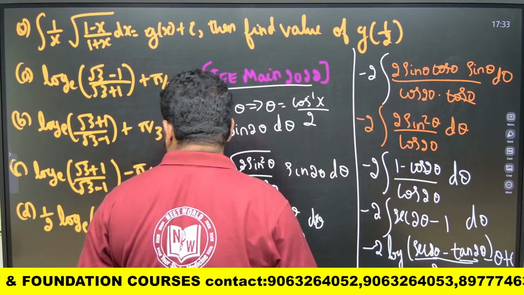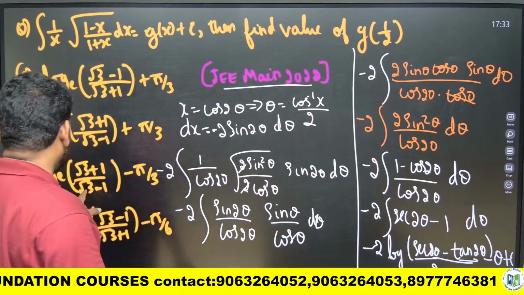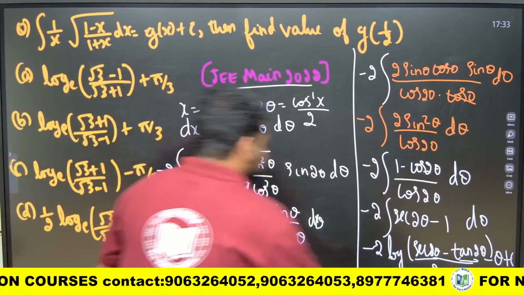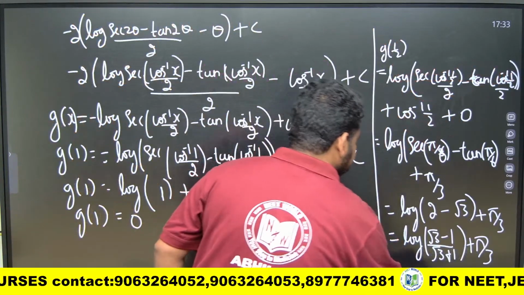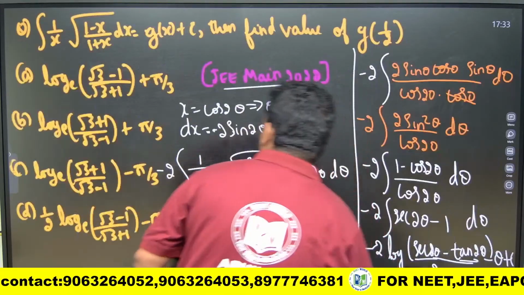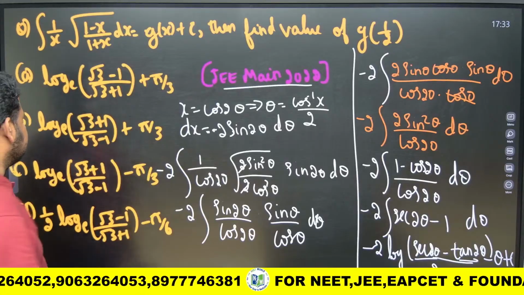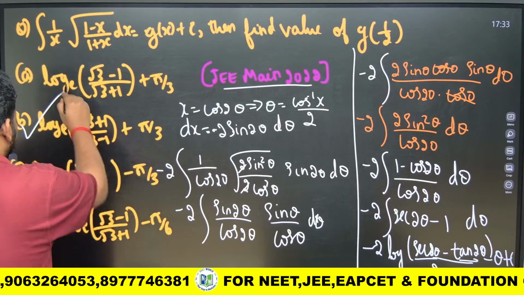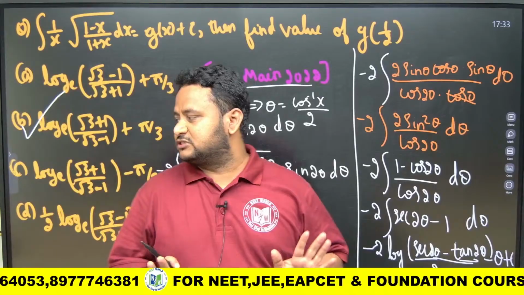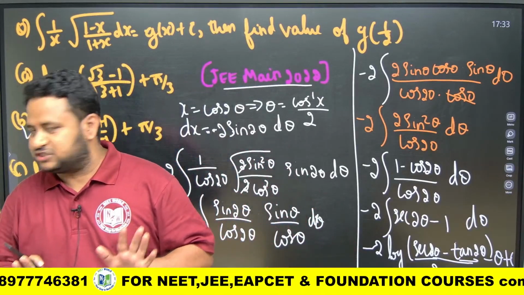Let us look at the options. Log of root 3 plus 1 by root 3 minus 1, plus pi by 3 is there. So the answer is option B. The answer is log of root 3 plus 1 by root 3 minus 1 plus pi by 3. Option B is the right answer to this question, friends. I hope it is clear.